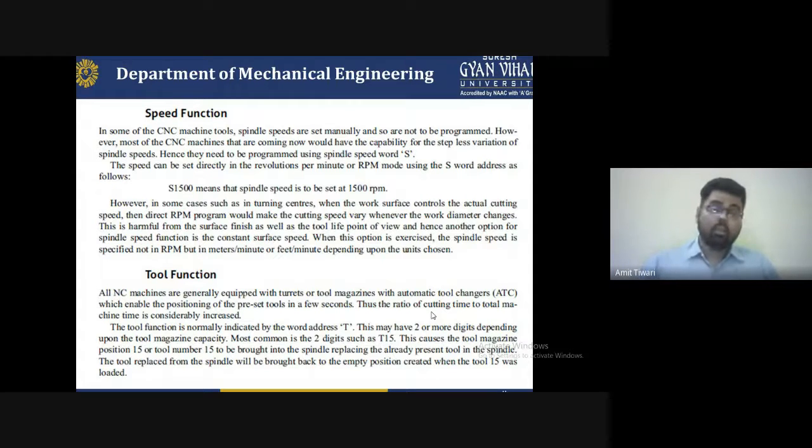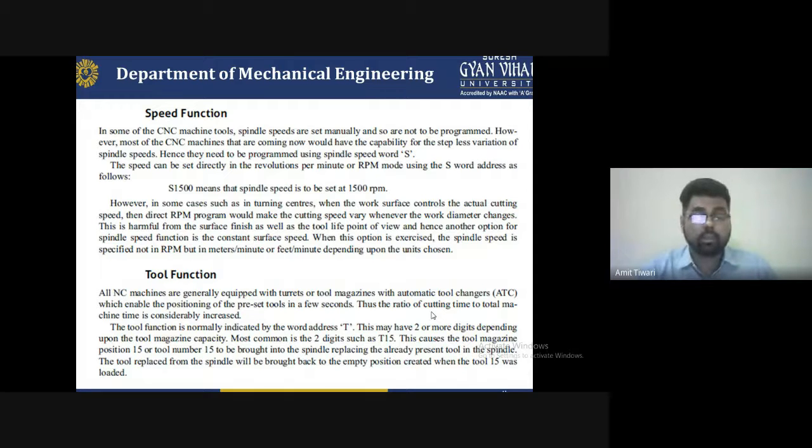When we write the program, for example, we can say S1500. That will indicate that the spindle speed is set at 1,500 RPM. This is harmful for the surface finish as well as the tool life if not managed properly. As another option for the spindle speed function, there is the constant surface speed. So these are some basic reasons why we are using the speed function.